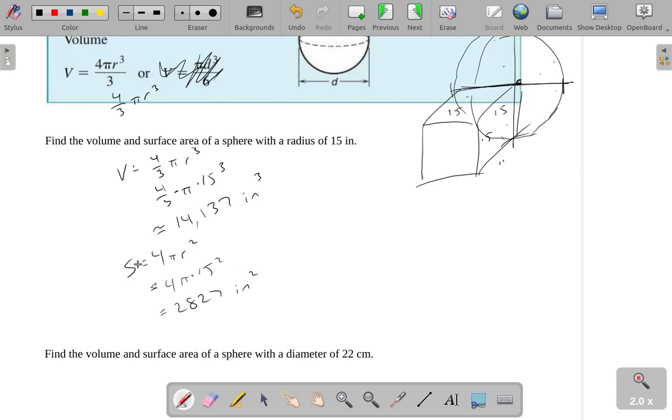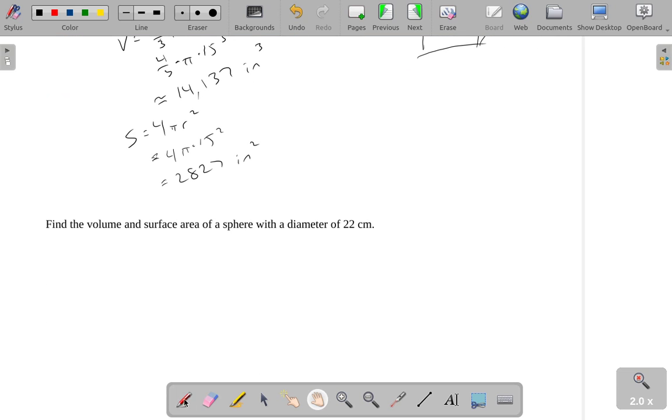Notice when we're talking about a surface area, it's always going to be measured in square inches. I'm actually taking inches and squaring it there. That's where the square inches come from. The 4 and the pi don't have units to contribute on their own.